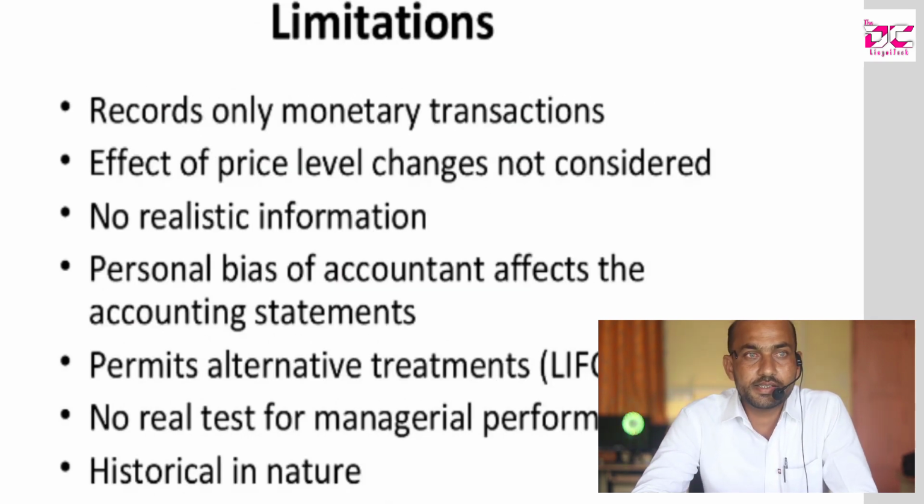Next, the limitations. In accounting, we record only monetary transactions, because non-monetary transactions have no place in the books of account. So non-monetary transactions are not recorded in the books of account, which is a drawback of accounting information. Then, the effect of price level changes is not considered, meaning when prices change, their effect is not considered in the books of account.